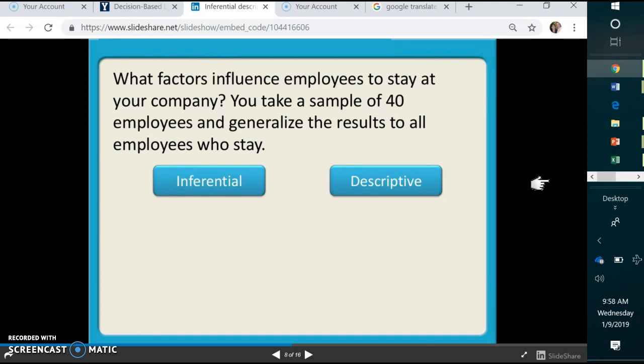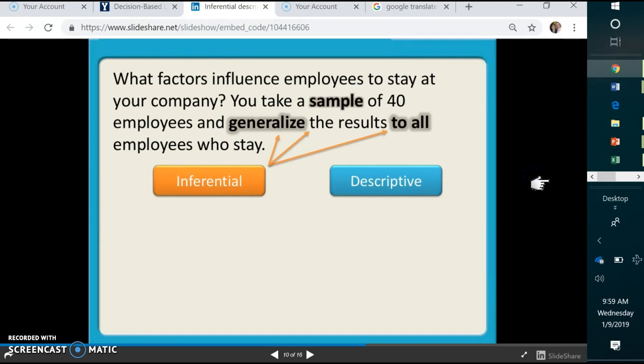You take a sample of 40 employees and generalize the results to all employees who stay. So it looks like you only have a sample of 40, and you want to use that small portion to determine what the factors are for the whole population. So that should be inferential. Very good. Excellent, because we're inferring. Excellent. And there are the clues.